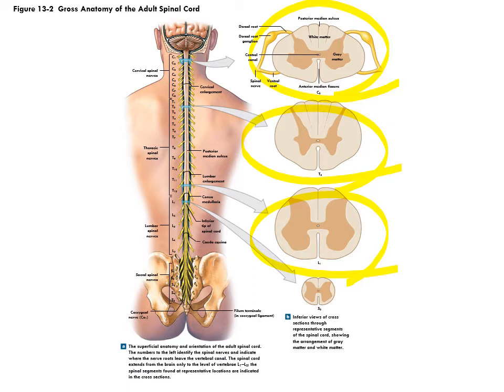You can also see here, this is our anterior median fissure, and then this is our posterior median sulcus.